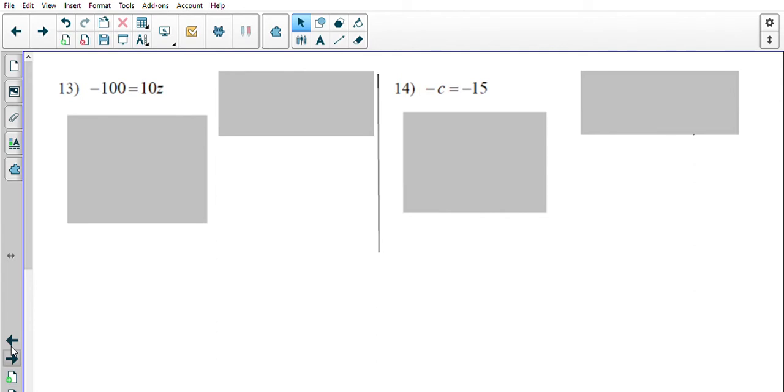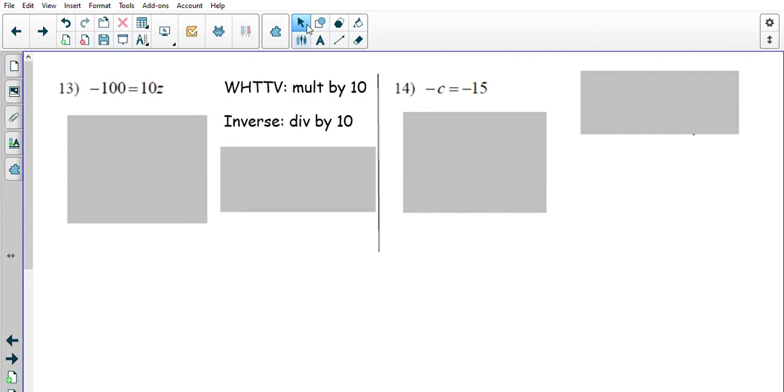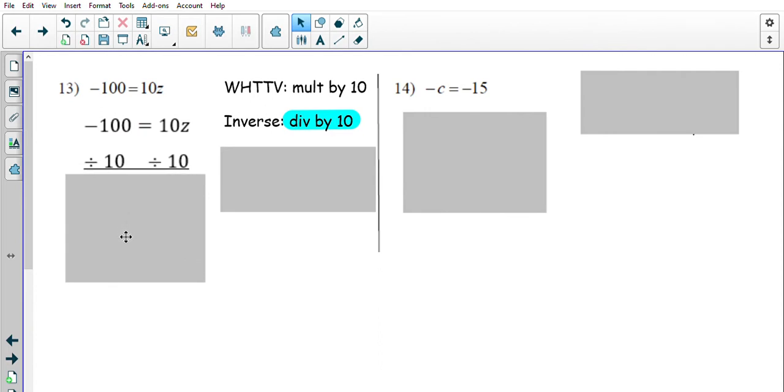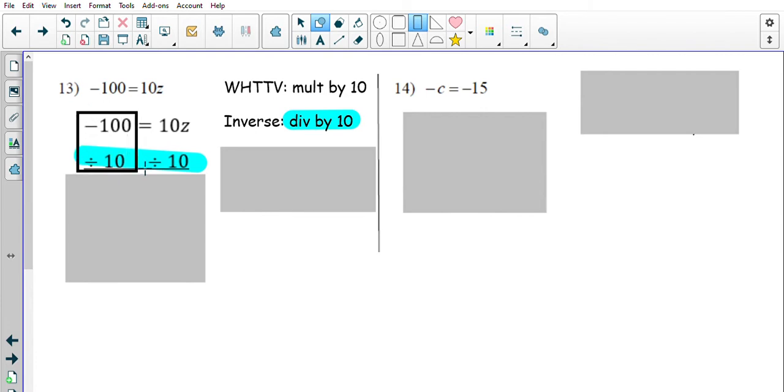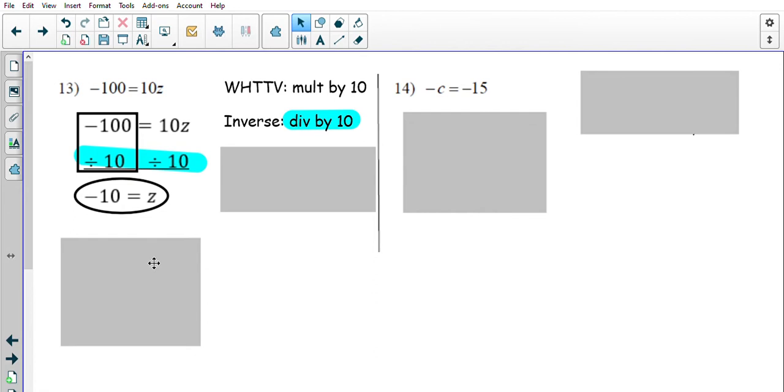All right, number 13. What's happening to the variable z is we're multiplying by 10. The inverse of that is to divide by 10. So let's divide both sides by 10. In your calculators, you're going to be plugging in negative 100 divided by 10, and we should get a solution of negative 10 equals z.